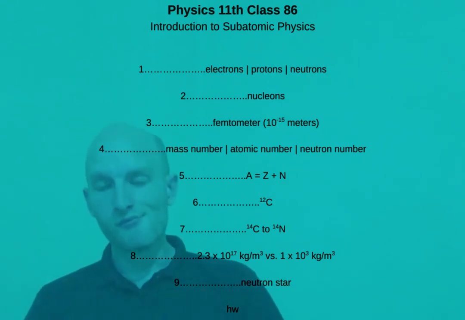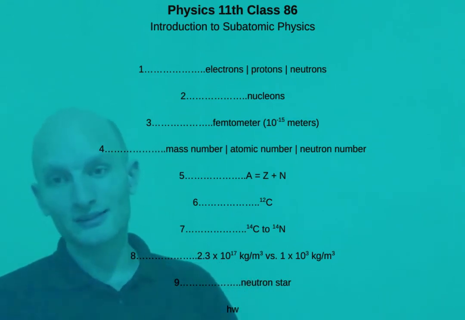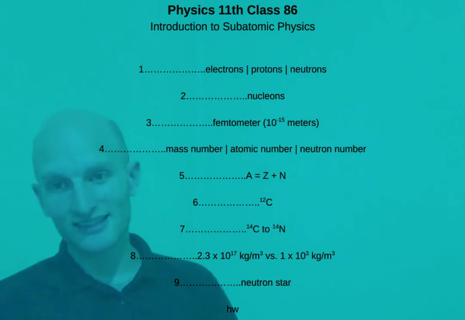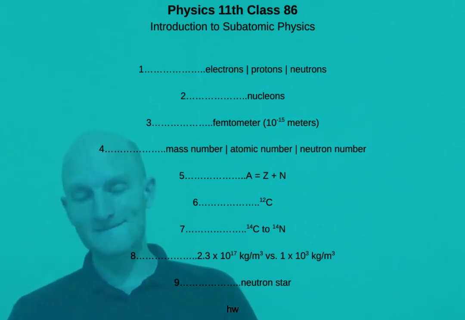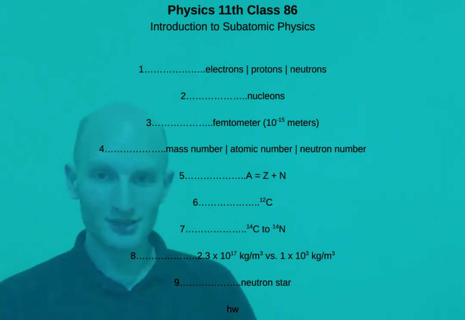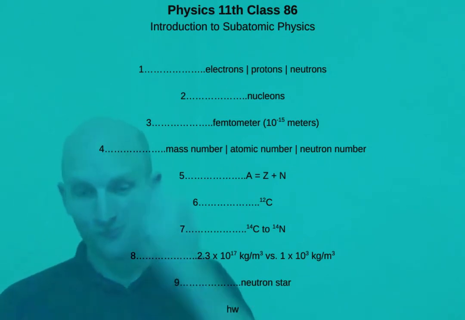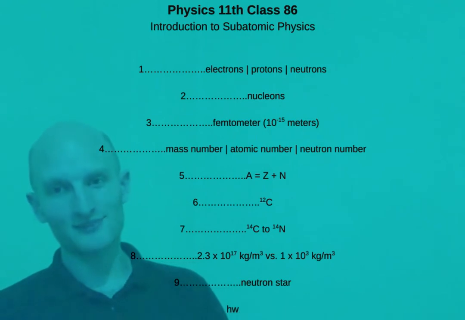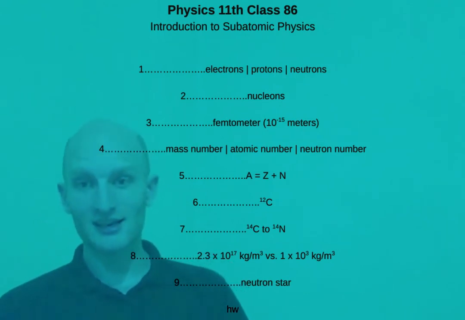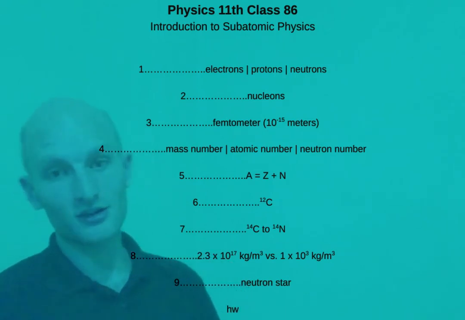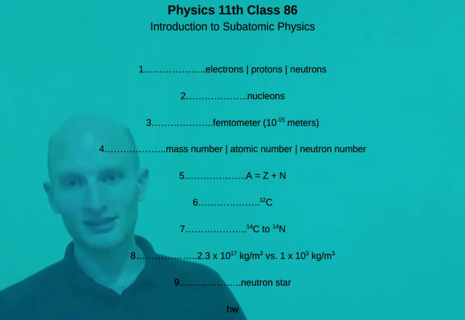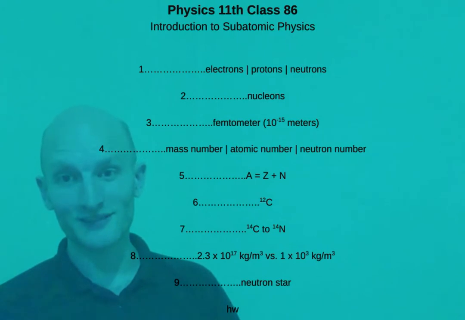Carbon always has 6 protons. But what does change? There's something that does change, and that is the number of neutrons. Carbon-12 has 6 neutrons and 6 protons. Carbon-13 has 7 neutrons, but like I said, the number of protons doesn't change. So carbon-13 still has 6 protons. What about carbon-14?